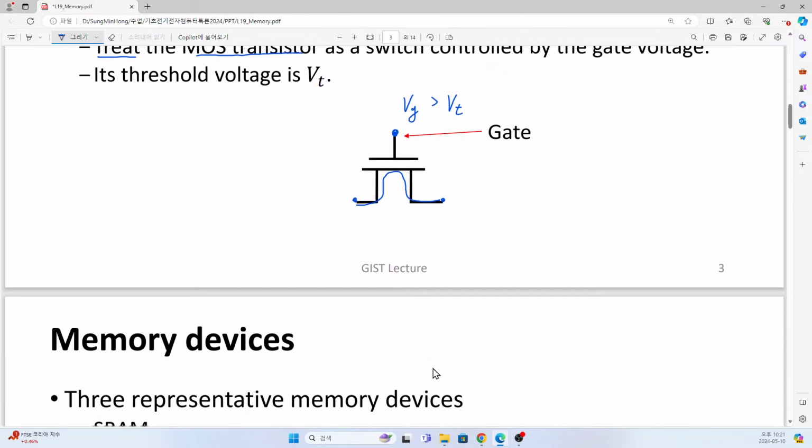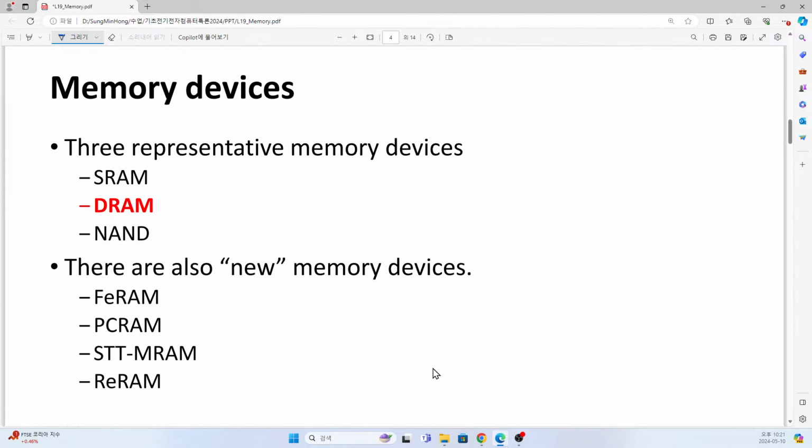So let's go to the various types of memory devices. Although our title for today's lecture is memory devices, today I will just consider DRAM devices. My original plan was to consider all three major commercialized memory devices, but due to time limitation, I have to stick to the DRAM only. Yes, so I will explain later.